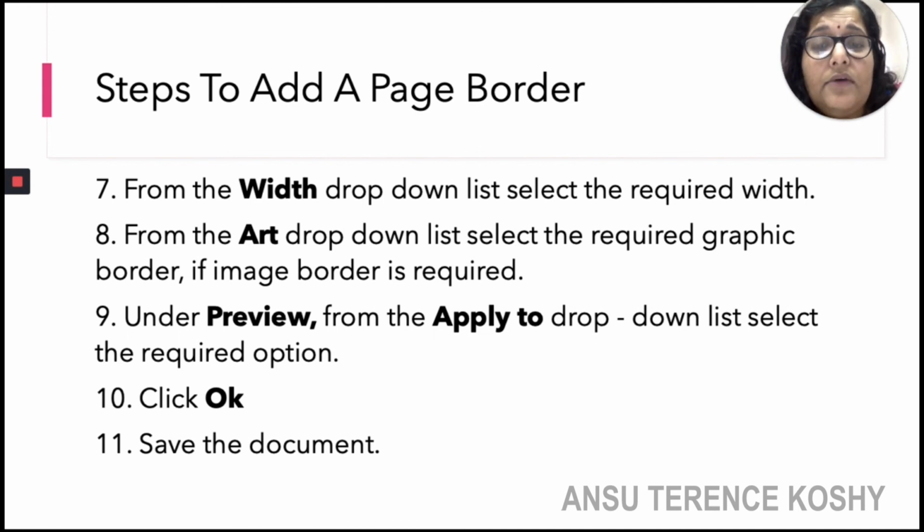Under preview, from the apply to drop down list, select the required option. You can preview it on the side by clicking on it. You can see on the side in a small format how it will look like, and then you need to just click OK and save the document.